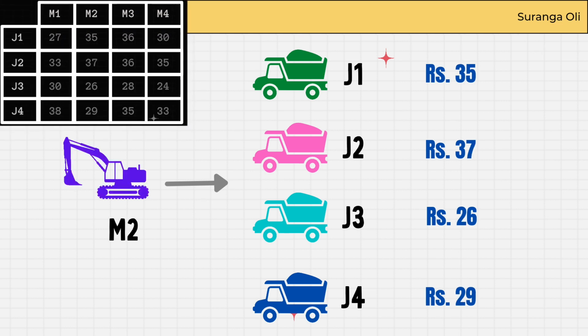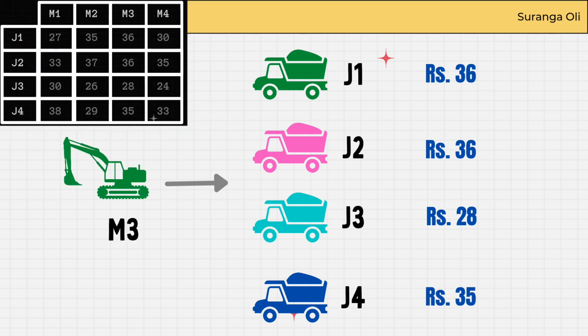If machine 2 does the job of J1, it will cost you rupees 35. If it does the job of J2, it will cost you rupees 37. If it does the job of J3, it will cost you only rupees 26. Or if it does the job of J4, it will cost you rupees 29.